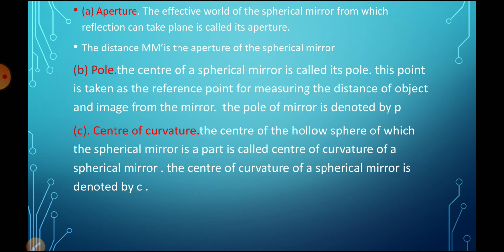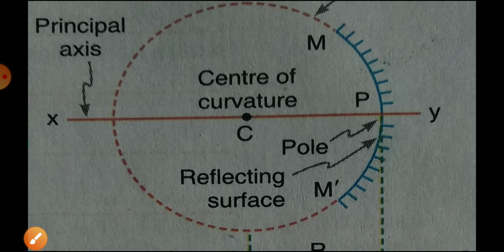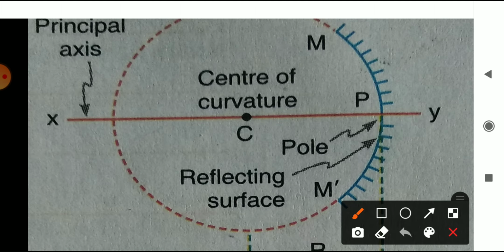Aperture. The effective width of the spherical mirror from which reflection can take place is called its aperture. The distance M dot M is the aperture of the spherical mirror.